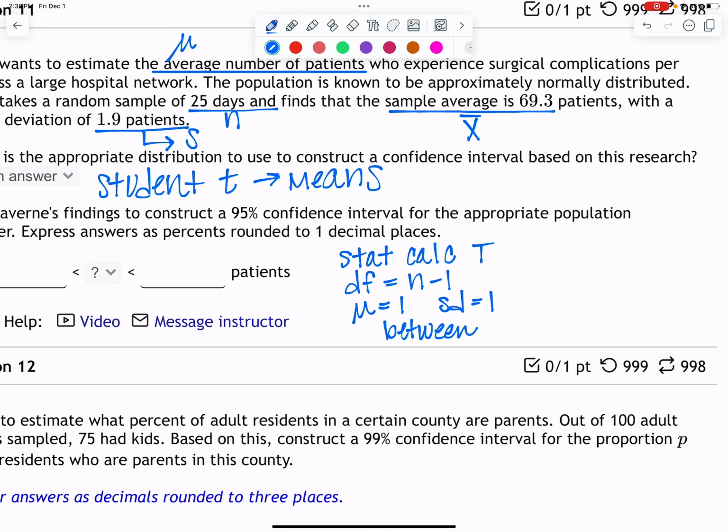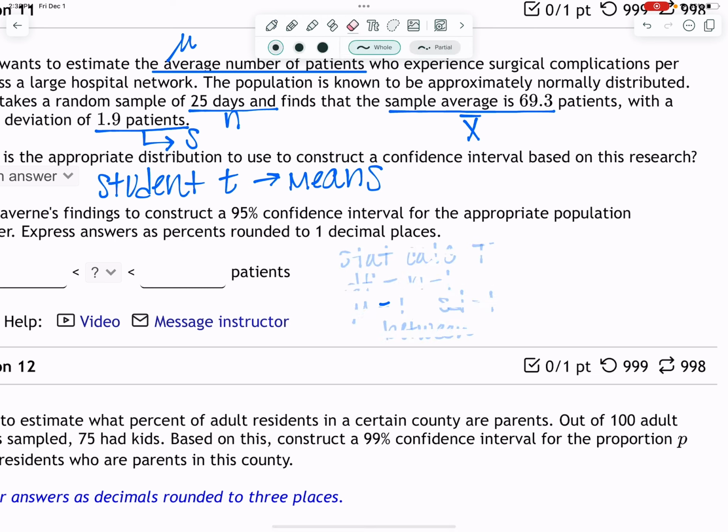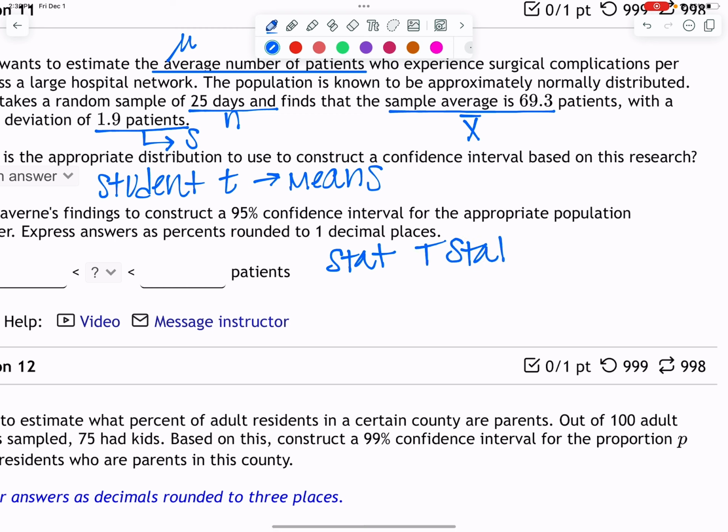The other option, which might be shorter, is to go straight to StatCrunch because you do have all of the information, and do Stat, T-stats, one sample with summary, and plug in all your stuff.